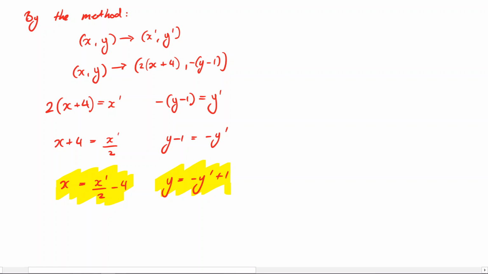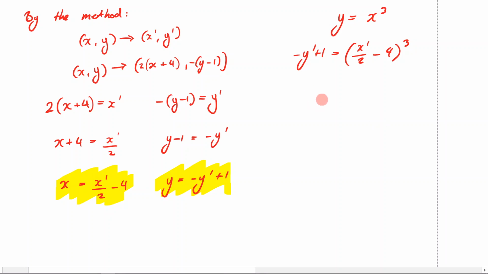Okay, what was the original graph we started with? I forgot. Y equals x cubed. Into the y spot, I put this: negative y dash plus 1 equals. Into the x spot, I put this: x dash over 2 minus 4. Cube that. And then I'm just going to drop the dashes and rearrange. I'm going to end up with, let me just keep that like that for the time being, x over 2 minus 4 cubed minus 1.